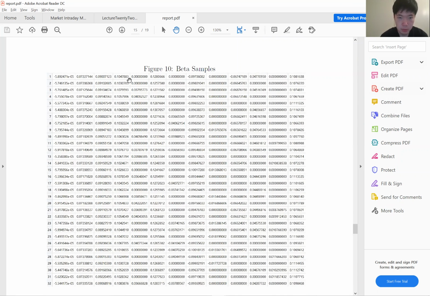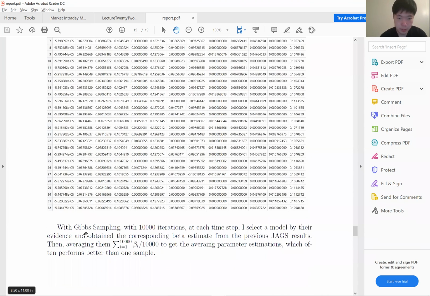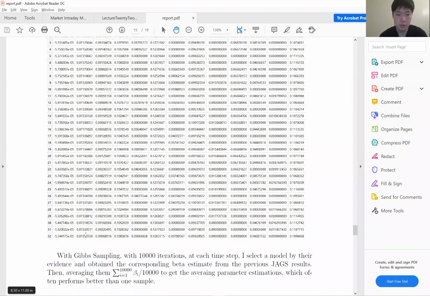As we can see, some of the entries are 0, meaning that they are not selected by the models, but they could be positive in some entries along that column. And if I just average them up, this will give me a pretty good estimation for beta. And in theory, that should perform better than just one sample.